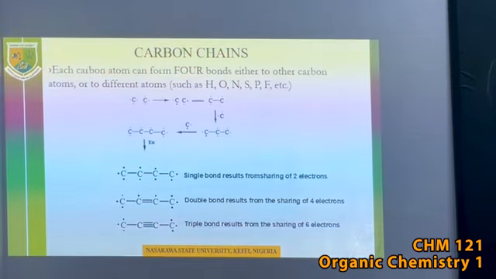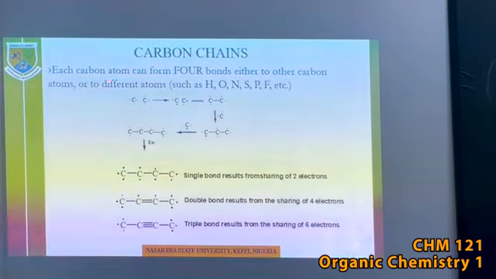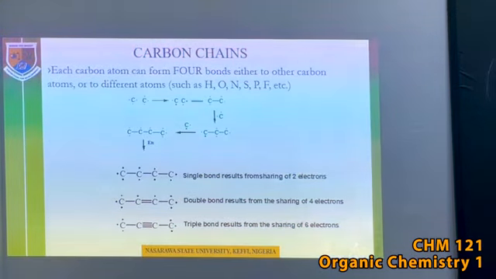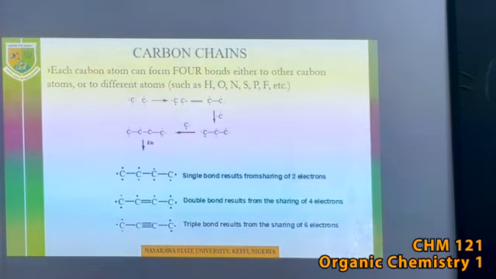Okay? So each carbon atom can form 4 bonds, either to other carbon atoms or to different atoms, such as hydrogen, oxygen, nitrogen, sulfur, phosphorus, fluorine. And we can show what happens here. Sorry, I think one of the dots is missing. There should be a dot there, and there should be another dot there.